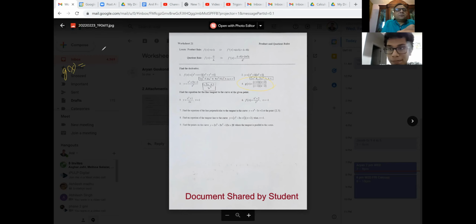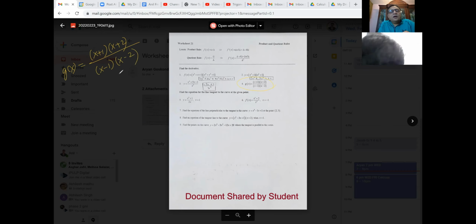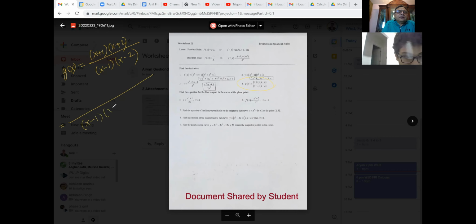equals x plus 1 times x plus 2 over x minus 1 times x minus 2, right? Now you have a quotient and the product rule both involved in this, right? So if I use the quotient rule, it is denominator squared, which is x minus 1 times x minus 2. Both are squared, right?